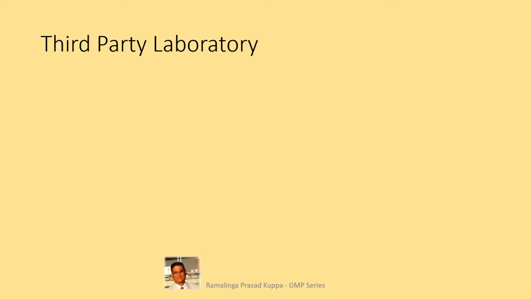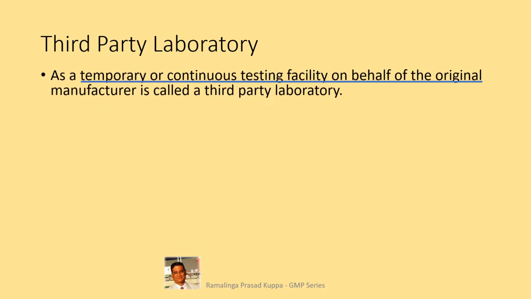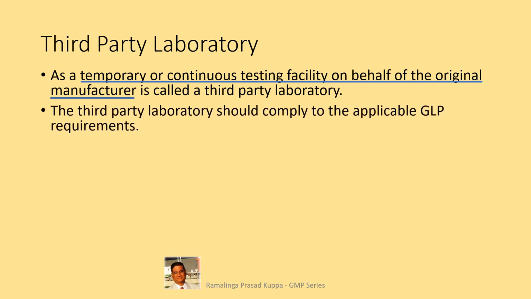How is a third party laboratory selected? Let us see. A temporary or continuous testing facility on behalf of the original manufacturer is called a third party laboratory. This is one condition for selection of the contract laboratory. Some selected tests temporarily or on regular basis may be carried out at their premises. The third party laboratory should comply to the applicable GLP requirements. The third party contract laboratory should comply to necessary GLP requirements.